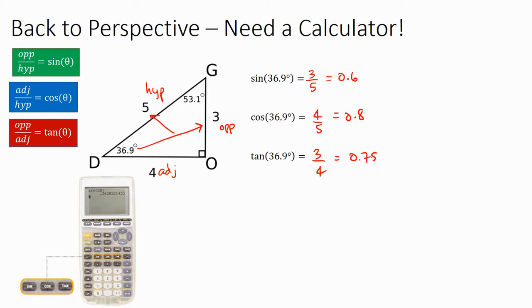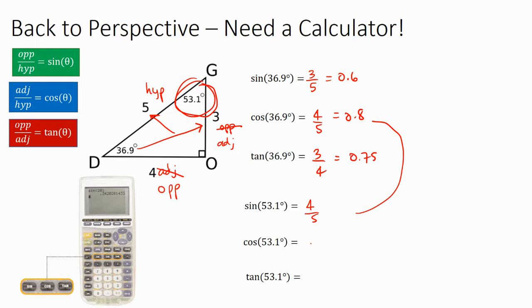Okay, and then I can switch the ratios around. If I stand over here at angle G, now opposite over hypotenuse, the adjacent switches to the opposite, and the opposite switches to the adjacent because I switched angles. So now opposite over hypotenuse is 4/5, which is the same thing we got here. And the cosine is going to switch now to the 3/5, which is the same thing we got here. But the tangent, however, is going to completely flip around to be 4/3.